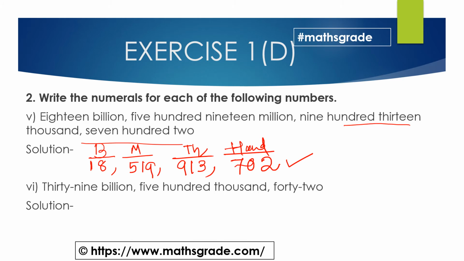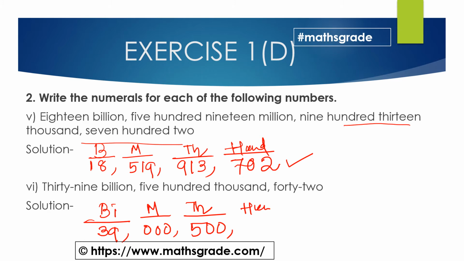Then 39,500,042. This is billions plus 39. Then 500,000. In the millions place there is no value, so we have to place 000. We have to place 3 digits within the commas. Then 500,000: this is the thousand place, 500, then comma. This is the hundreds place and ones place, that is 42. There are no digits in the hundreds place, so you have to place 0, then 4 tens and 2 ones.